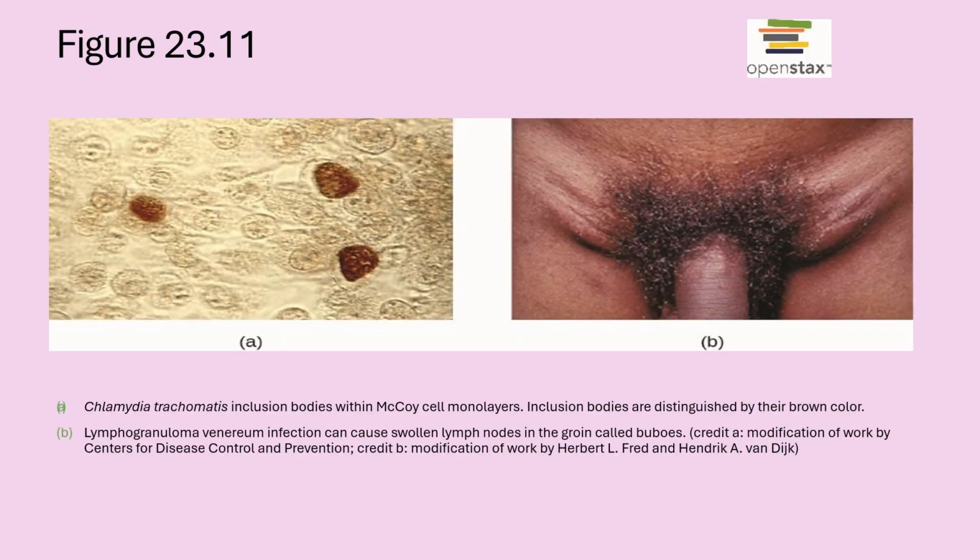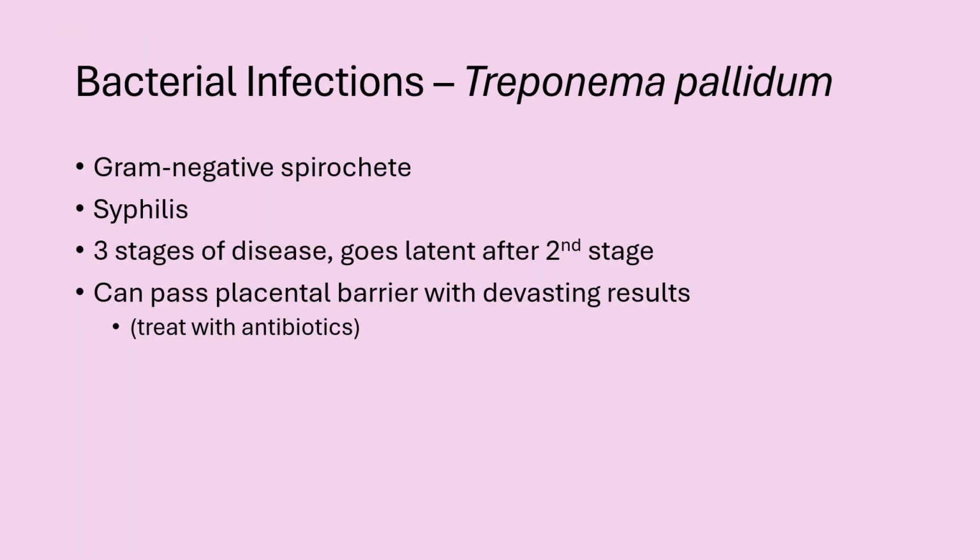So this is showing what the chlamydia looks like under the microscope. It often triggers swelling of the lymph nodes in the groin area, and you get those buboes. A bubo is a swelling of the lymph nodes there.